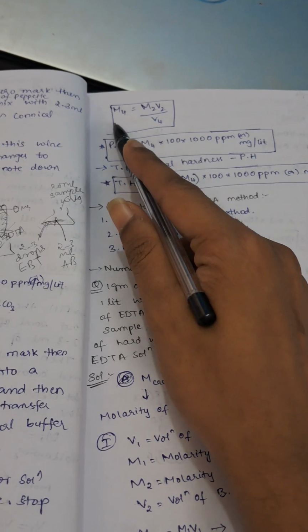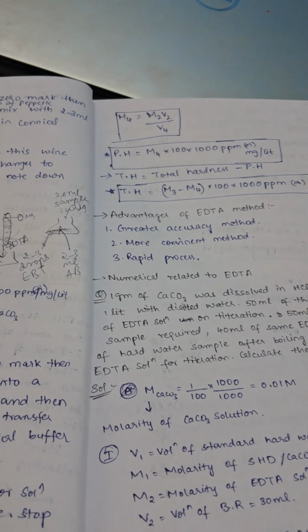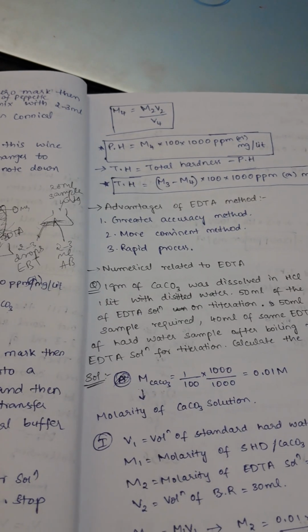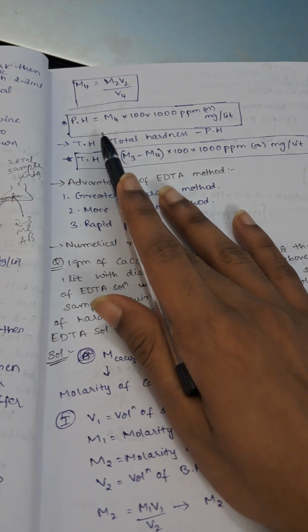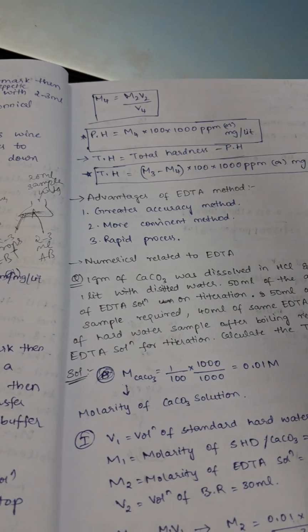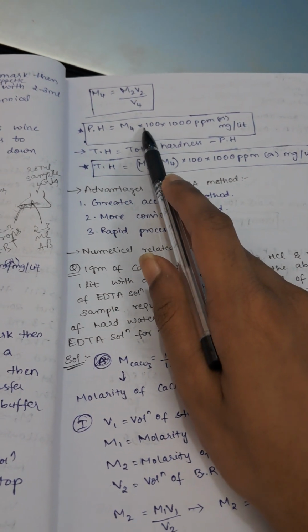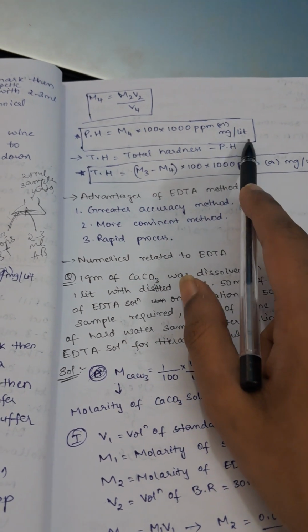So from this we can find the molarity of the boiled sample water. Boiled sample water means water which is free from temporary hardness. So from this we can find permanent hardness, because there is no temporary hardness, since we have boiled it out. So permanent hardness is M4, molarity of boiled sample water, into 100 into 1000 ppm or mg per liter. This is permanent hardness.